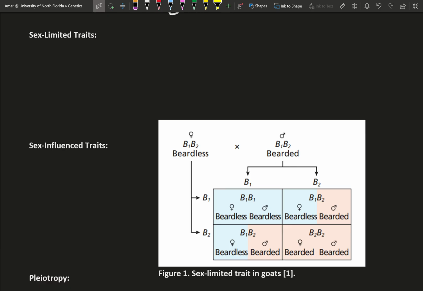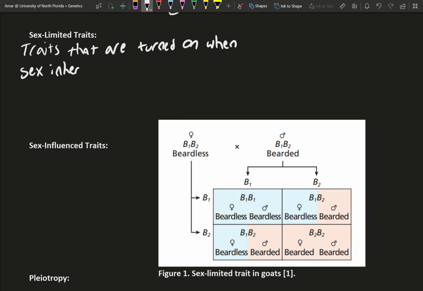So sex-limited traits are basically traits that are essentially turned on when a specific sex inherits the allele. So basically what this means is that, let's say we have all of these individuals, like both males and females.